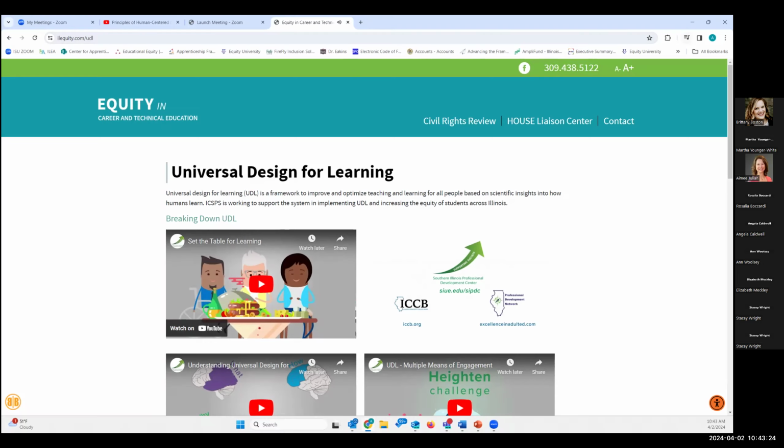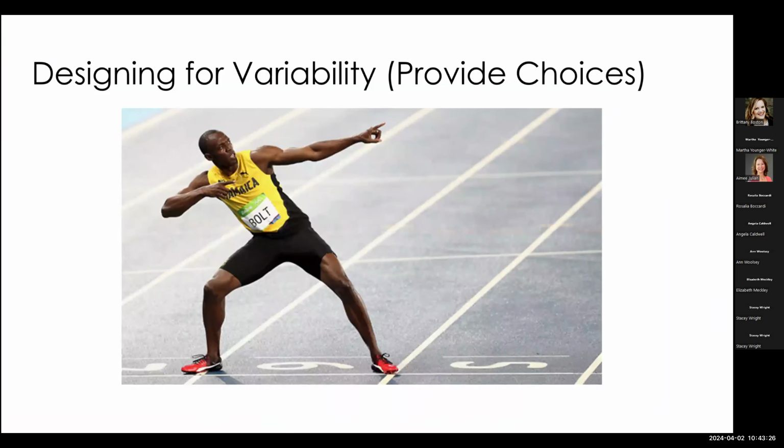So that's just one little example. I'm going to now open that up for questions. Like, are there questions that you have about UDL? Do you have questions about human-centered design? This was really just a little introduction for you. Any comments, any questions?